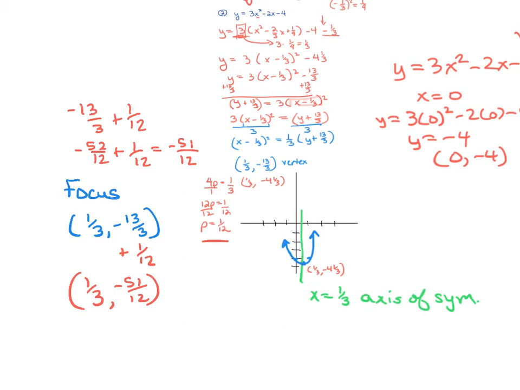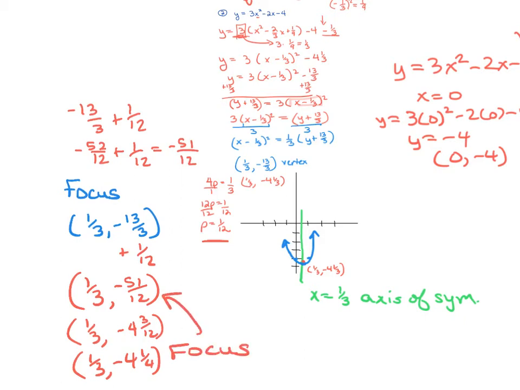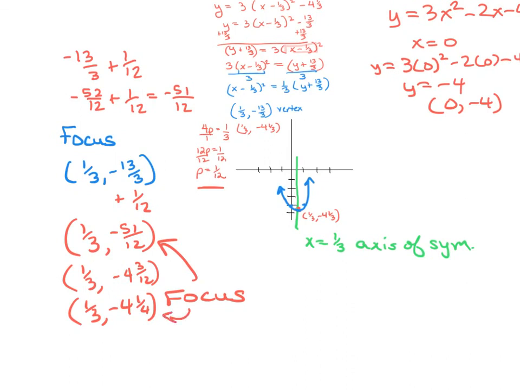So we could also make this a mixed number if you wish. 12 goes into 51 4 times. 3/12, 1/3, negative 4 and 1/4. Just so we can see approximately where to graph it. So 4 and 1/4. So again, really close right there on the axis of symmetry. So this is the focus. Now you could leave it improper, or you could make it the mixed number.